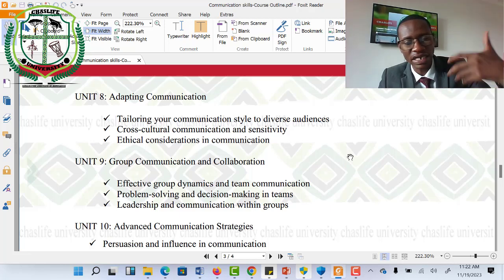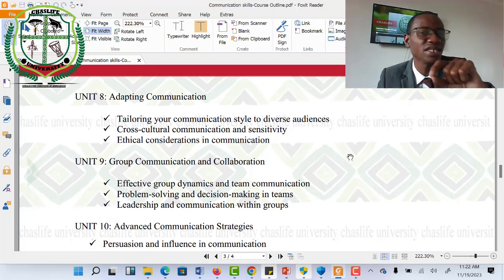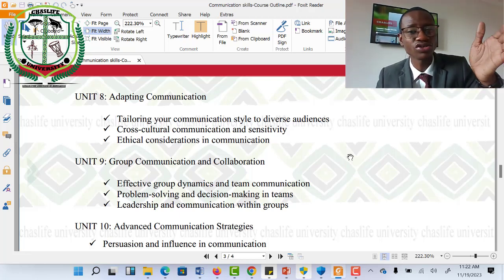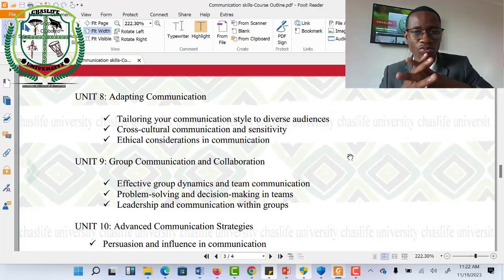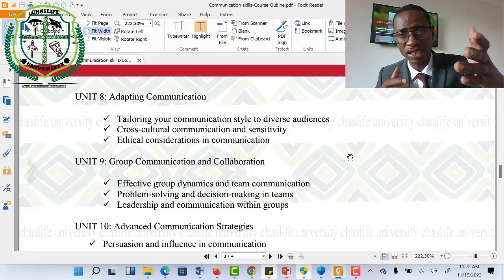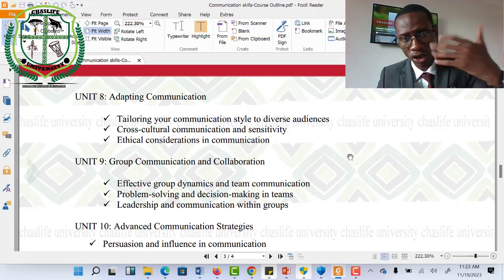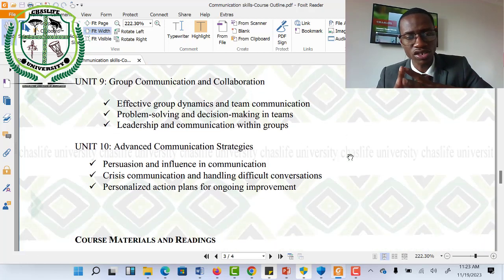Problem solving and decision making in teams. How do you solve problems in a team? To help you understand that. Leadership and communication within the group. Okay, how do you communicate within the group? How do you communicate within the leadership, or with the leadership of the group? You can be a leader or not be a leader, but this will help you in managing the group as well as helping the group move forward under this unit and the skills that you'll be able to acquire.